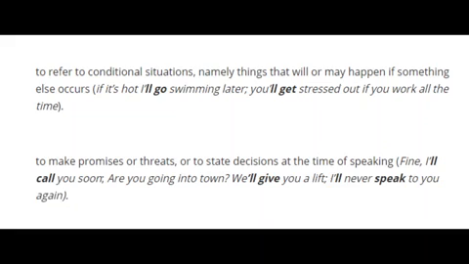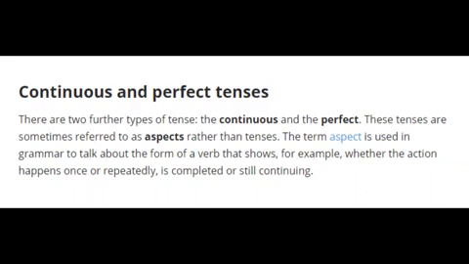Now come to continuous and perfect tenses. Continuous means going on, and perfect means the action has been completed. There are two further types of tenses, that means actually the forms of tenses, the continuous and the perfect. These tenses are sometimes referred to as aspects rather than tenses. The term aspect is used in grammar to talk about the form of a verb that shows, for example, whether the action happens once or repeatedly, is completed, or is still continuing.